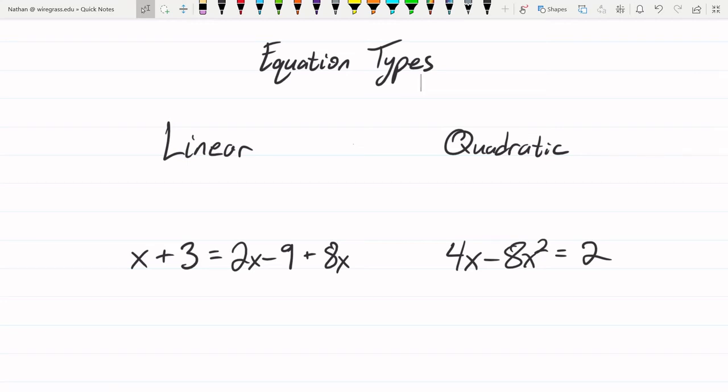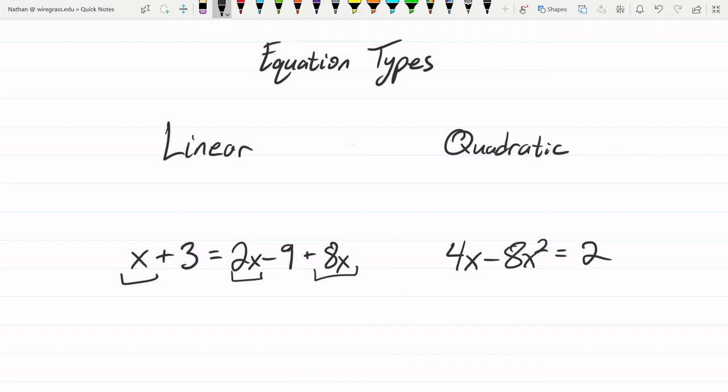In previous videos, we've talked about solving different types of equations. For instance, we've talked about linear equations, where the highest power of x is just x to the 1. For this, we would get the x's onto one side of the equation and get everything else to the other side, and then solve for x.